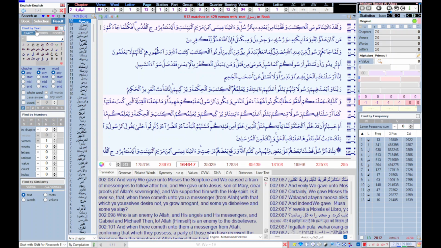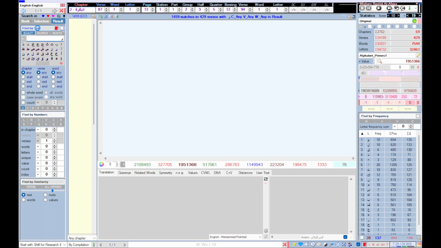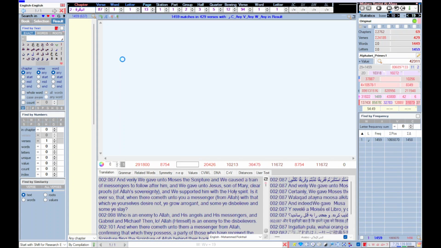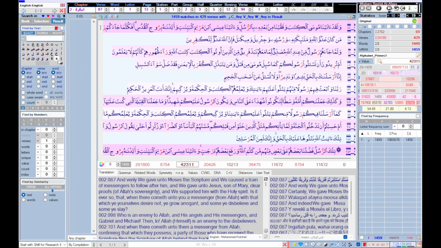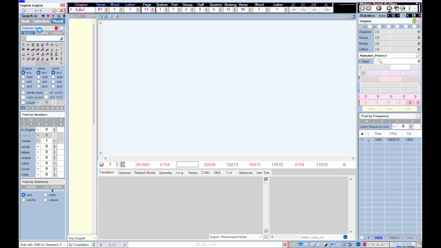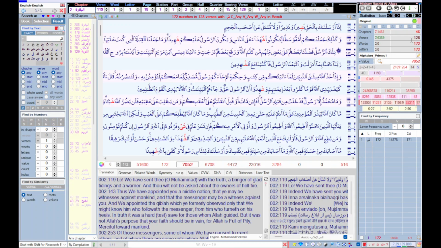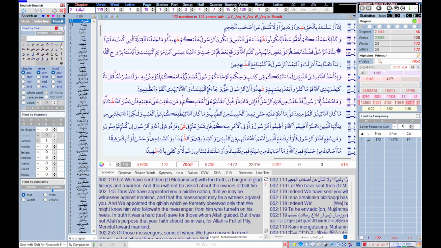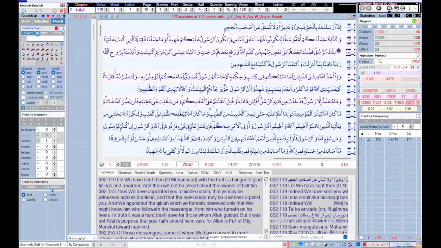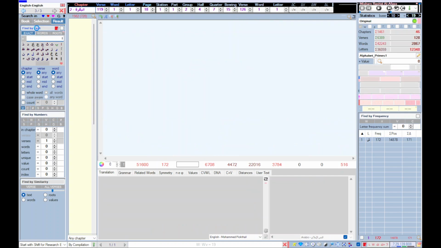So we'll start with the letter Ra. And again, because Rasul already has the letter Ra, we should expect all of them to have the letter Ra in it, so it's going to remain 429. Sheen. So we see that number drops to 128. Aleph. Almost all verses have an Aleph, so that's going to stay 128.